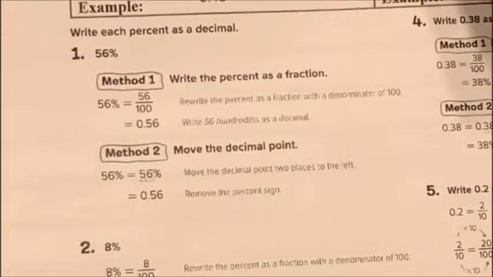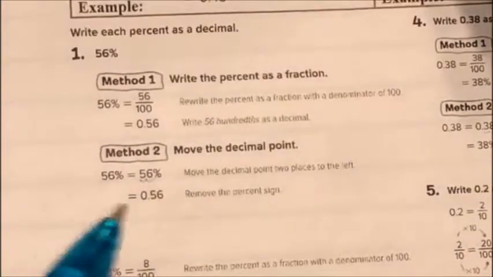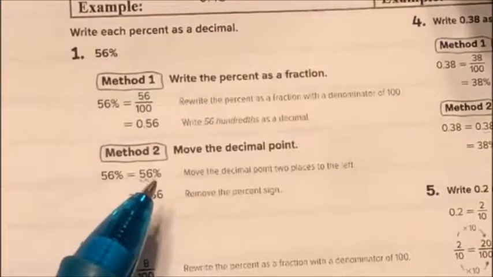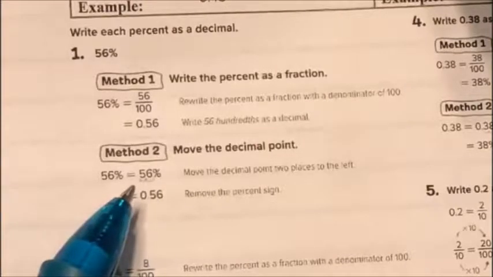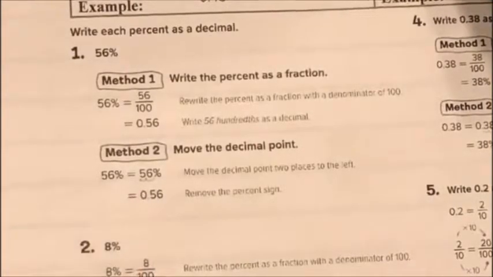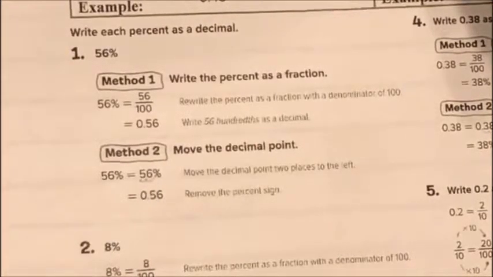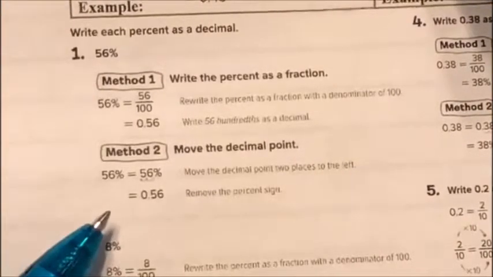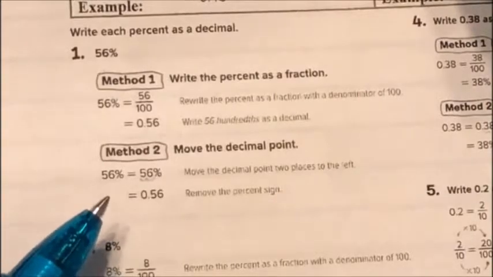Or method number 2, I could just move the decimal place. 56%, I move the decimal place by dividing by 100, 2 places to the left, and I get 0.56. You can use whichever method you would like. I recommend method 2 because it's probably going to be less work for you.